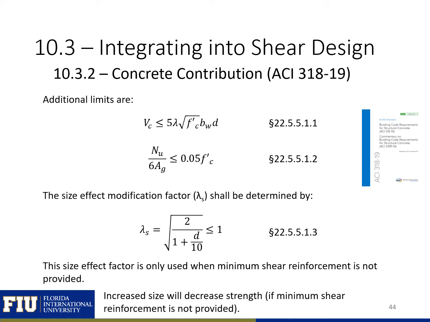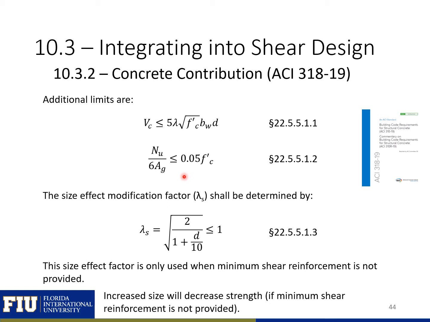Two additional limits for our concrete contribution are shown on this slide. The first here is an upper limit on our Vc. You can see here that our Vc needs to be less than or equal to 5 times lambda times the square root of f'c times bw d. The other limit is on how much our compression axial load can improve our concrete shear contribution. So here we have an upper limit: added axial compression will only increase our concrete shear contribution so much, up to this limit of 0.05 times f'c.